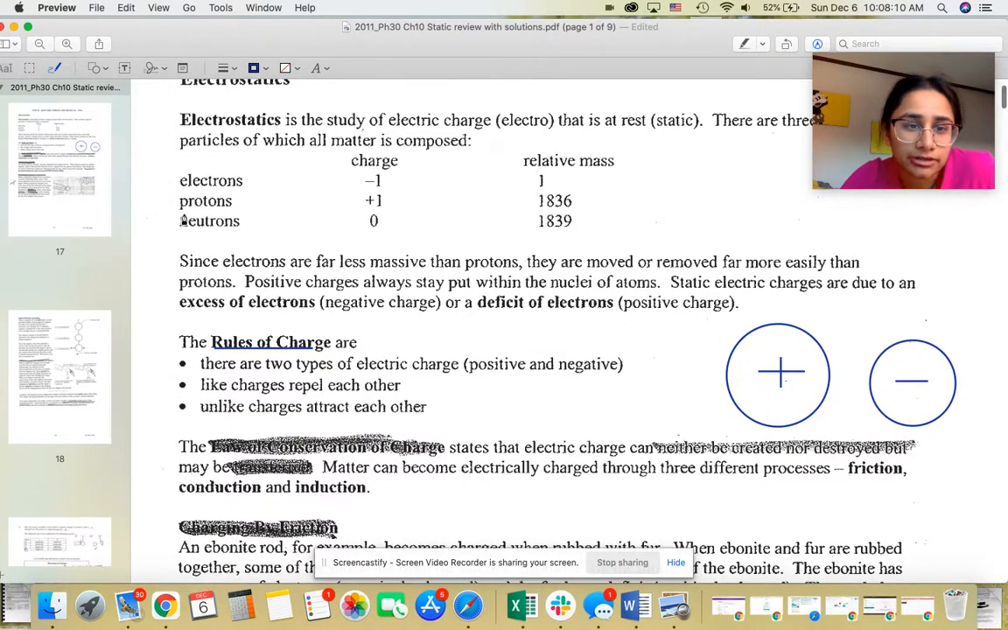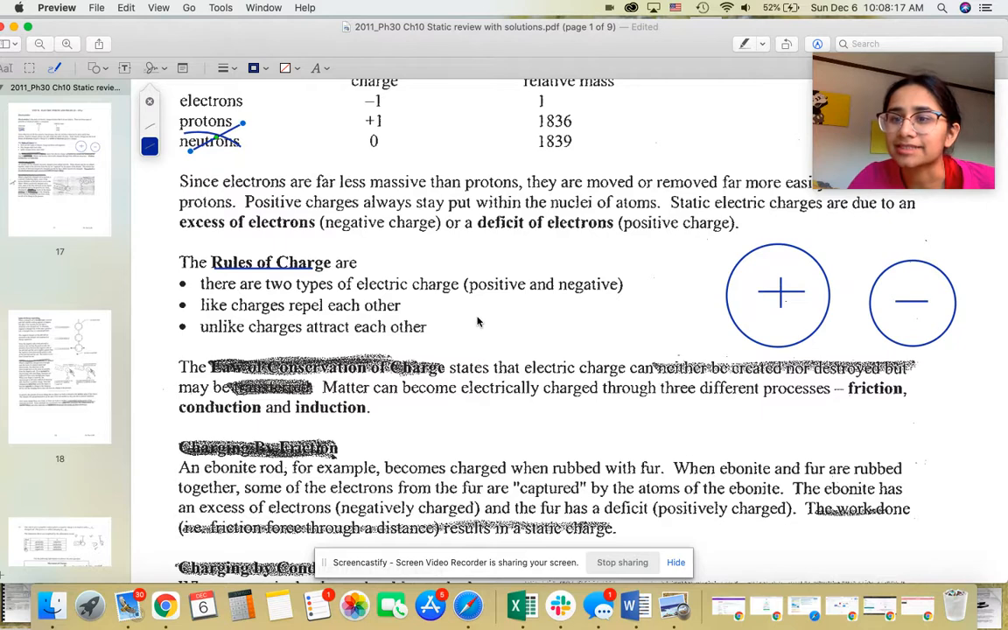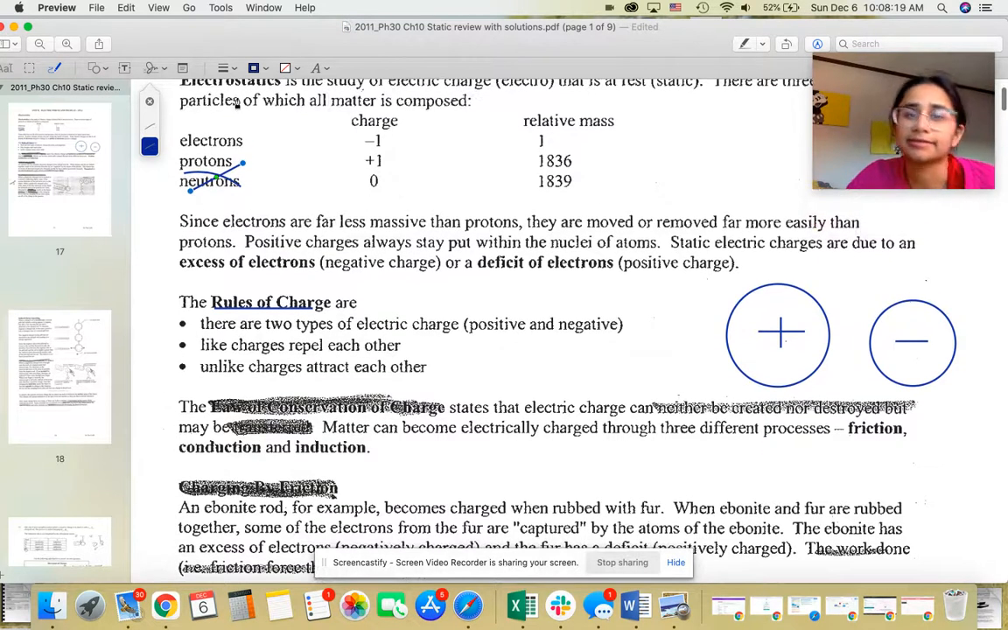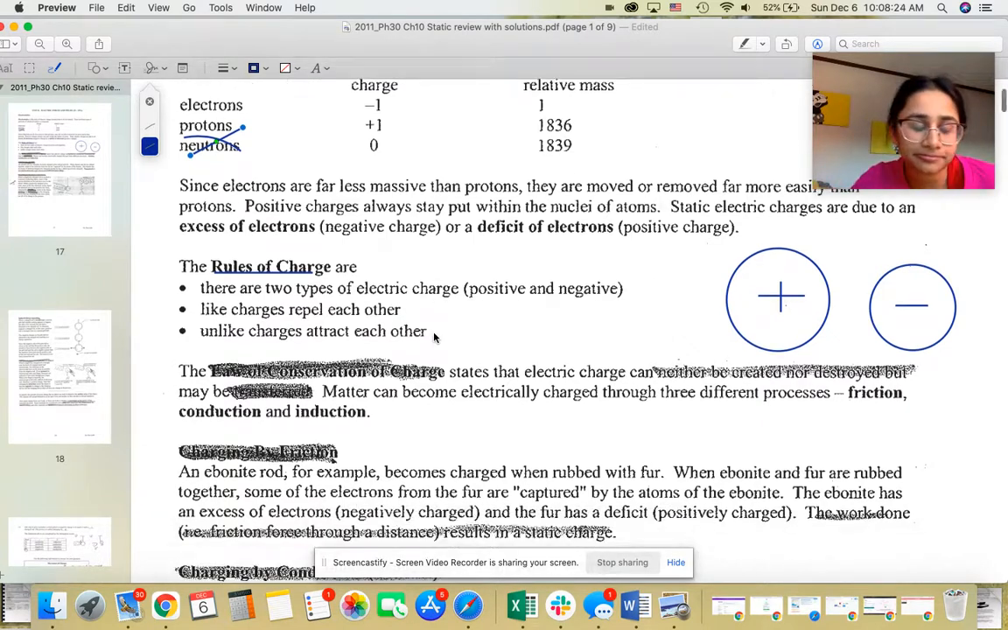Neutrals are not considered charges because they don't have that net. So the first charge is positive and the second charge is negative, and those are basically dictated by the electrons moving in and out of the system.